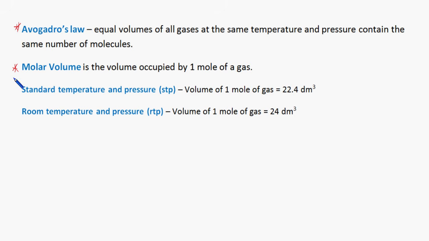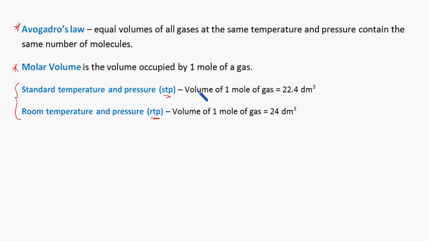Now, in chemistry, you will encounter two conditions. We have standard temperature and pressure, which we call STP, and we have room temperature and pressure, which we call RTP. Now, at STP, the temperature is 0 degrees Celsius and the pressure is 1 atmosphere. And at RTP, the temperature is 25 degrees Celsius and the pressure is 1 atmosphere. So the difference between the two is really the temperature.